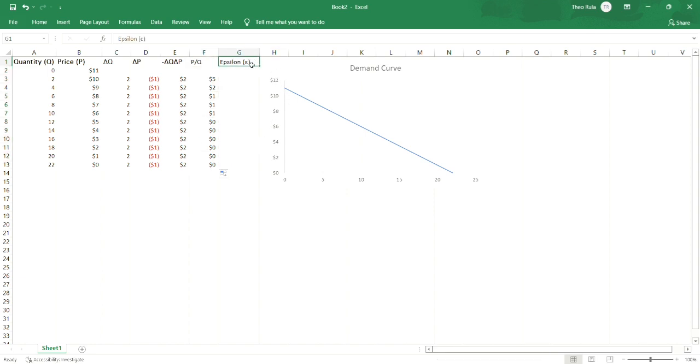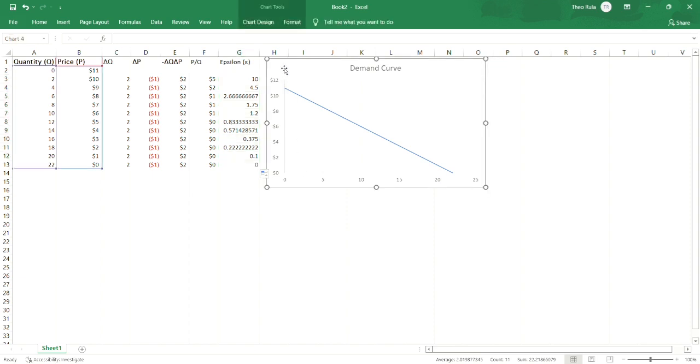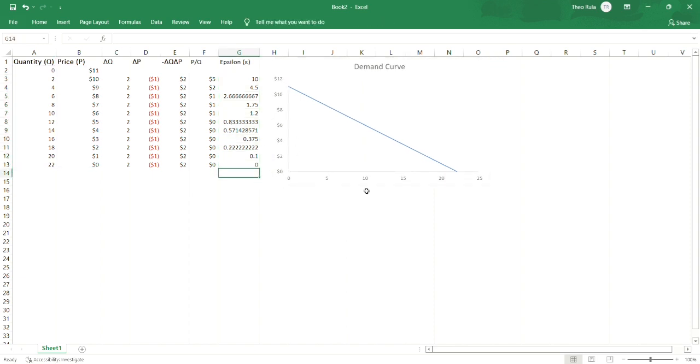Then for the final part, you go to epsilon, or E. The way you find it is you first put equals, then you go to the E part and select the data, which in my case is E3, or $2, times F3, or in my case $5. Then you select the square and drag it down, and there you have it, the epsilon. And that is how you do a demand curve in elasticity.